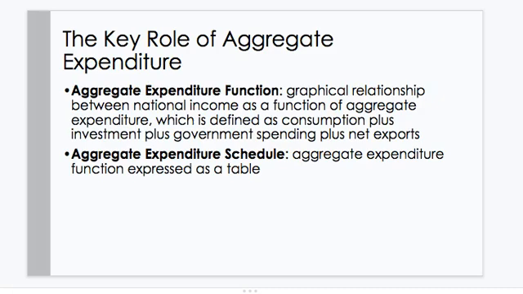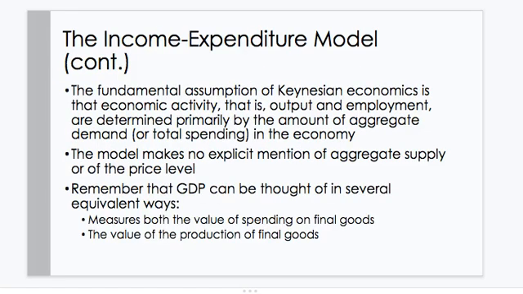There's an aggregate expenditure schedule that has the aggregate expenditure function expressed as a table. The fundamental assumption of Keynesian economics is that economic activity, that is, output and employment, are determined primarily by the amount of aggregate demand or total spending, hence expenditure, in the economy. The model makes no explicit mention of aggregate supply or the price level.